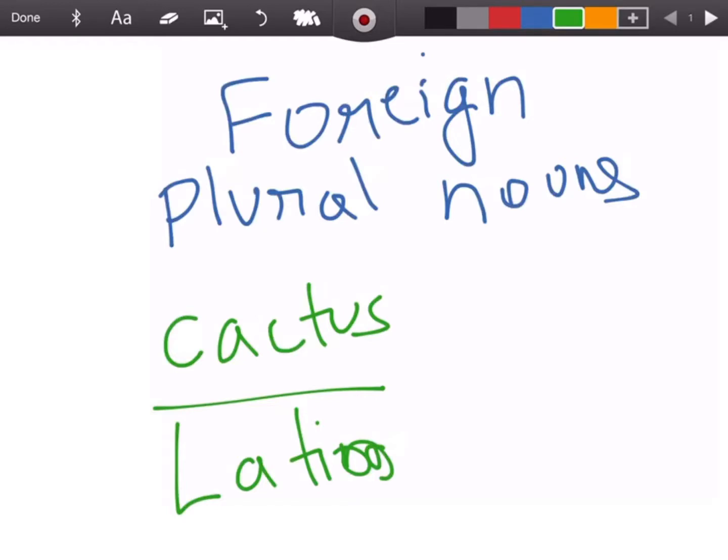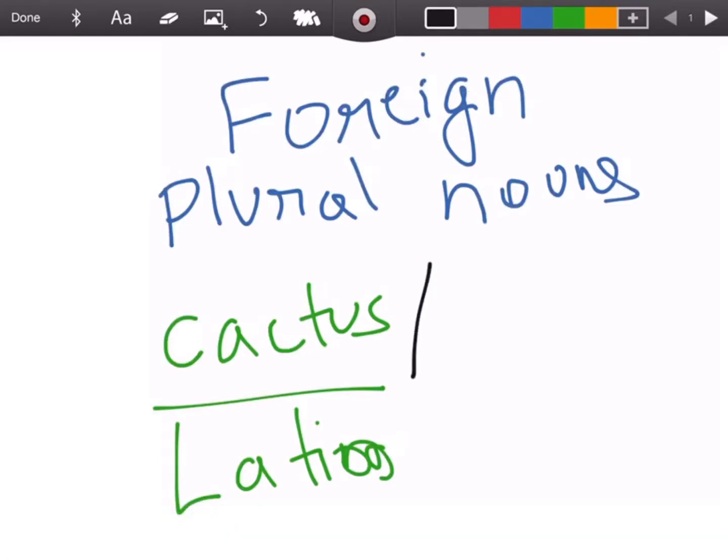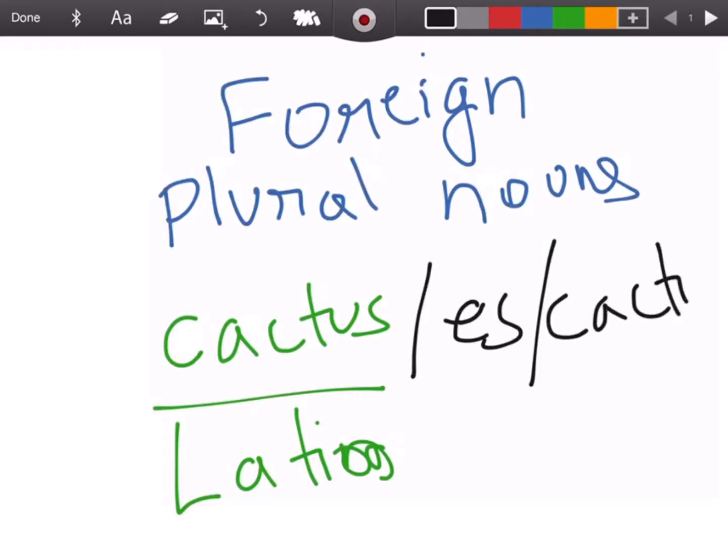Now cactus can be pluralized like this. I'm going to take black. Cactuses will be used in the same way as funguses. In normal informative text, it will be cactuses. Or if you're talking to a scientist or someone who studies cactus, it will be cacti. That's the type of pluralization in foreign plurals.